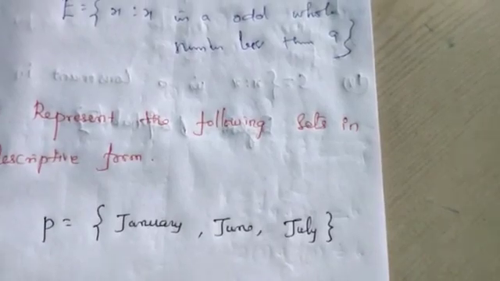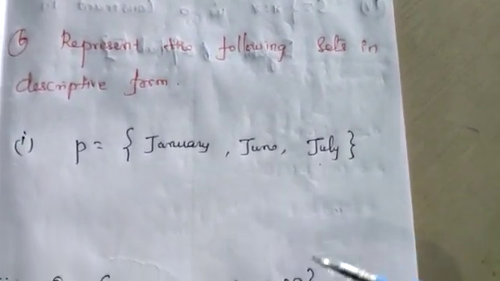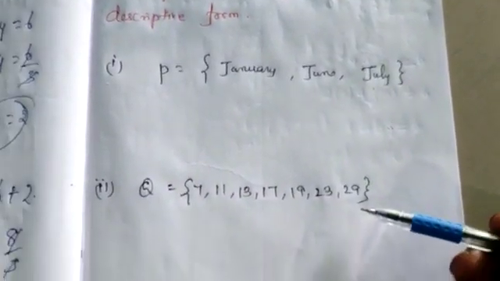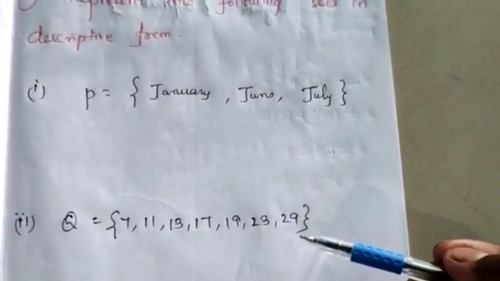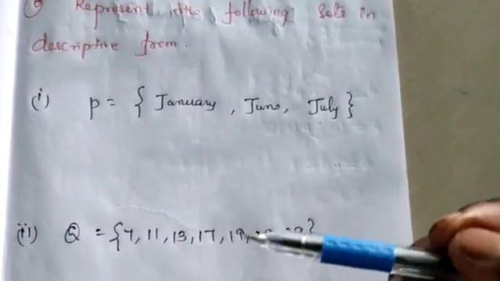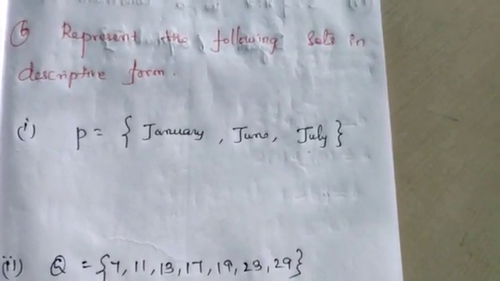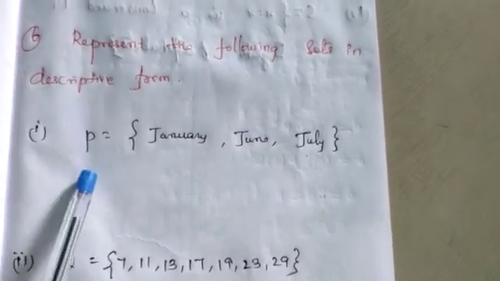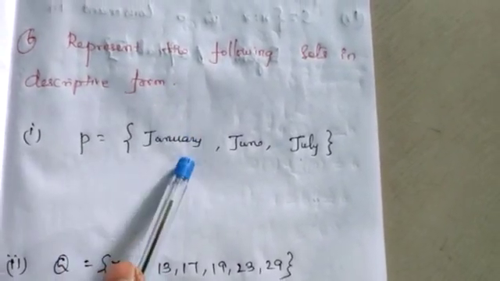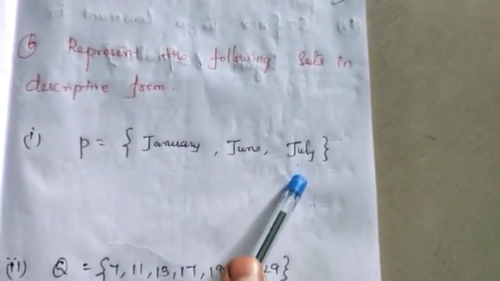Now see the sixth one. Represent the following sets in descriptive form. They have given the answer in roster form, the final form, and they are asking us to write it in the first form, the statement. Just see January, June, July. The set P is equal to January, June, July.